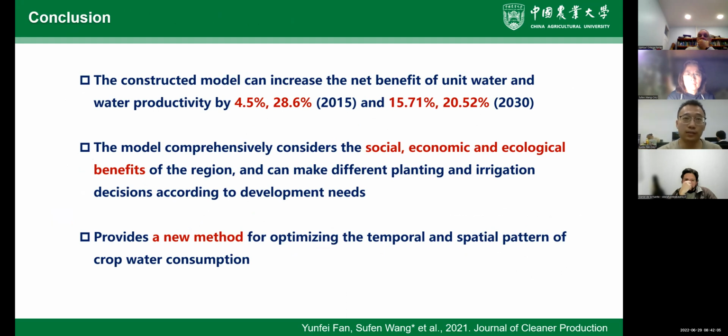Our conclusion is that the constructed model can increase the net benefit of unit water and improve crop water productivity. Second, the model comprehensively considers the social, economic, and ecological benefits of the region and can make different planting and irrigation decisions according to development needs. The third is that it provides a new method of optimizing the temporal and spatial pattern of crop water consumption.